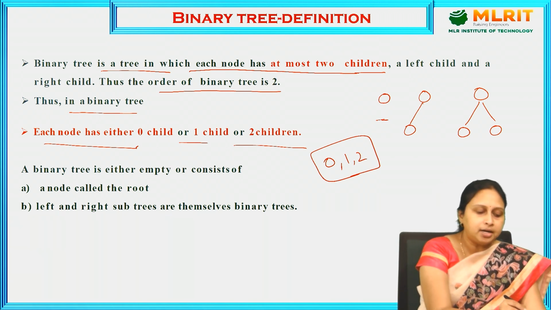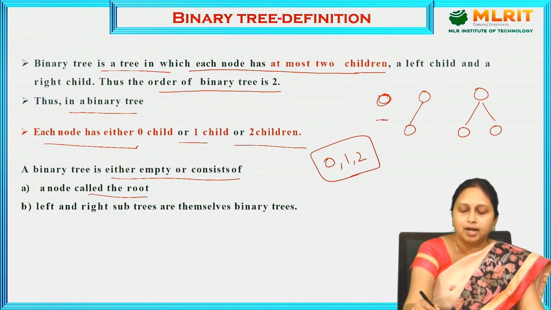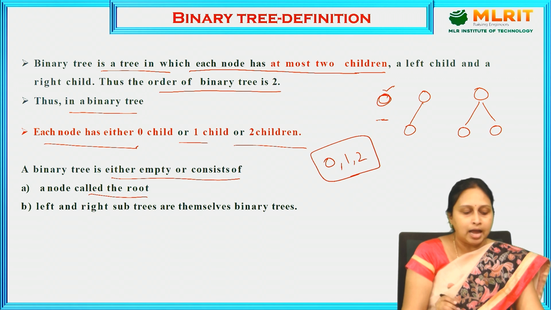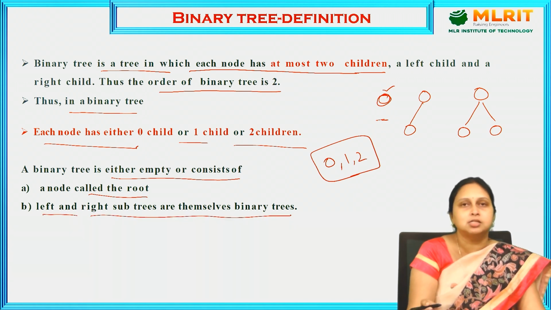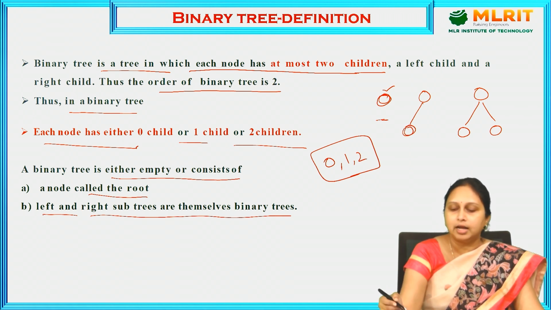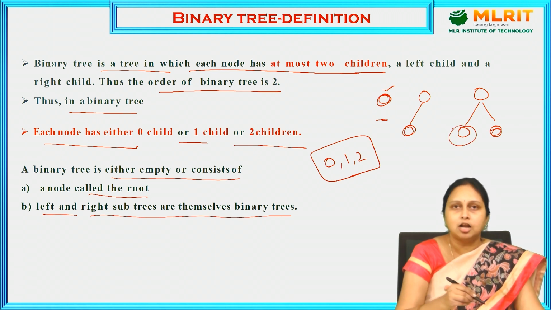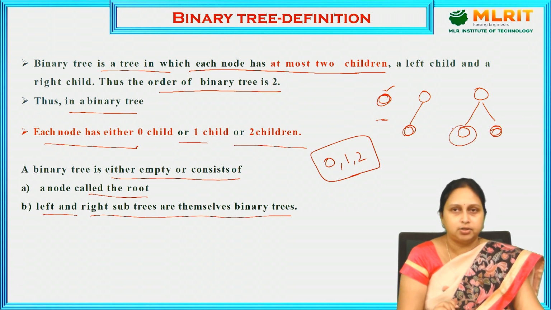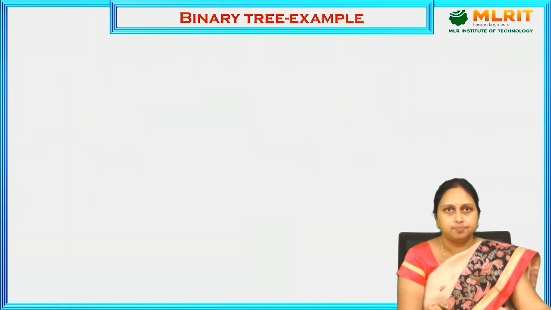A binary tree is either empty or consists of a node called the root node, like this. The other parts are the left and right subtrees, which themselves are binary trees. If I represent a left subtree or a right subtree, those themselves are called binary trees. This is what a binary tree is.